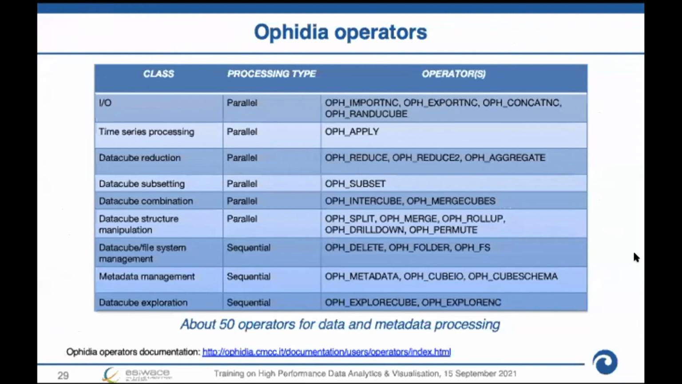Ophidia provides more than 50 operators to perform both data analysis and metadata management. Data operators typically can be run in parallel, exploiting the runtime execution model, while metadata operators are instead mainly sequential, so these have limited resource requirements. The table shows some of the most used operators, and these are classified based on their main features. Some examples include data imports and exports to read and write NetCDF files, for example, time series processing, datacube reduction, and subsetting. Again, the full list of operators is available at this link in the Ophidia documentation, which you can see here.